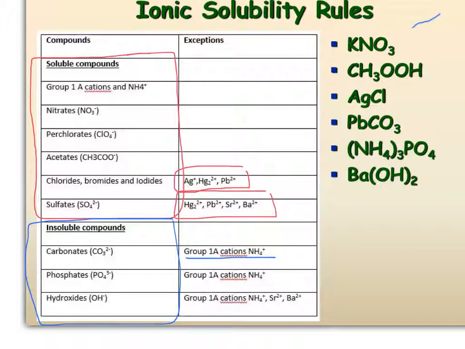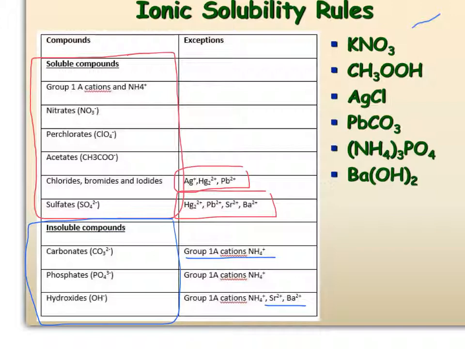Phosphates follow the same rule. Phosphates will always form solids unless they are attached to something from group 1A, or ammonium. And then hydroxides follow pretty much the same rule, will always form solids unless attached to group 1A, ammonium, and then there's two other 2+ charges that will affect them. So, looking at the list off to the right, see if you can use the chart to say if it would be a solid or if it would dissolve.